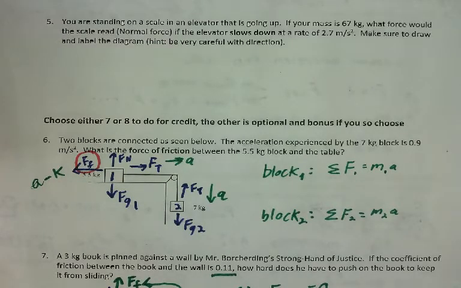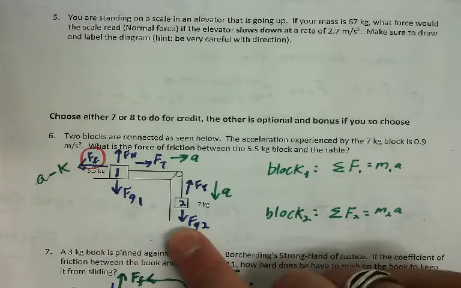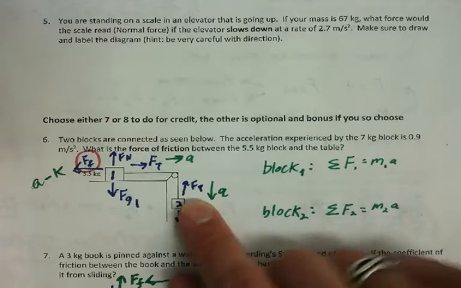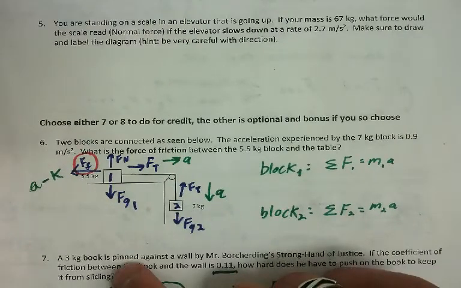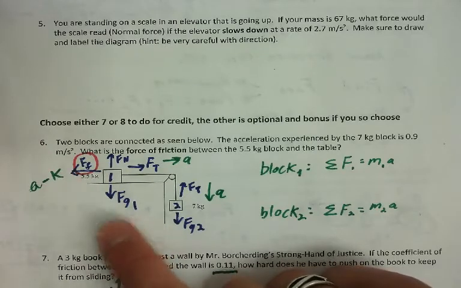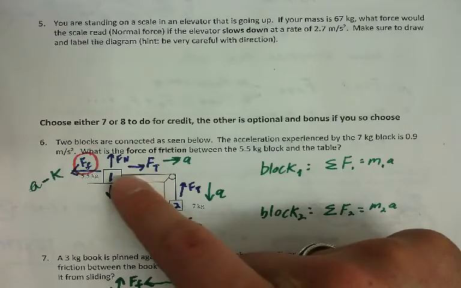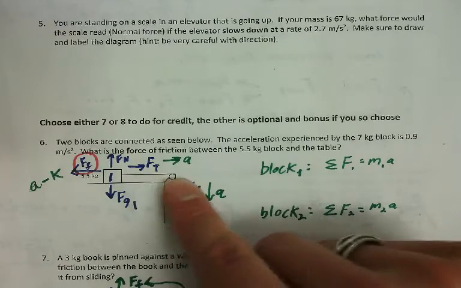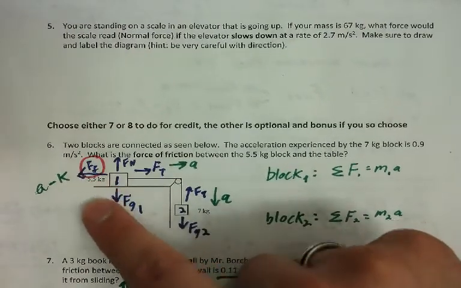So Block 2 has a force of gravity, and it's a unique force of gravity because it has a different mass. So that's why I made it Fg2. It also has a tension on it because of the rope connecting it to Block 1. Block 1, on the other hand, has a force of gravity down, a normal force up supporting that gravity force to keep it from falling through the table. It also has a tension pulling forwards because it's connected to this block that's falling, and then it has a friction force moving against its motion.